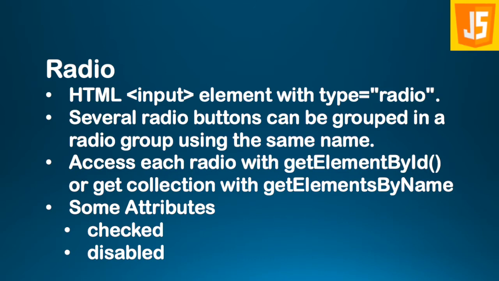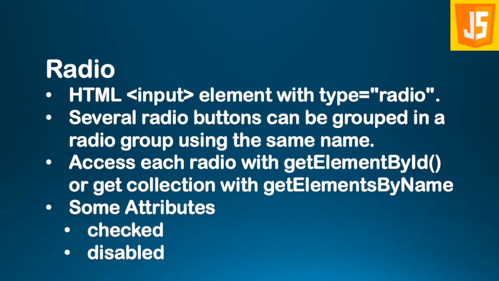So we have seen checkboxes. Let's look at what a radio is. A radio is an HTML input element with type equal to radio. The interesting feature of radio is that several radio buttons can be grouped in a radio group using the same name. And what that means is that in that radio group, only one of those options can be selected. So unlike in checkbox where each is independent, in the case of radio, we can group them into a group, and within that group, only one element can be selected.